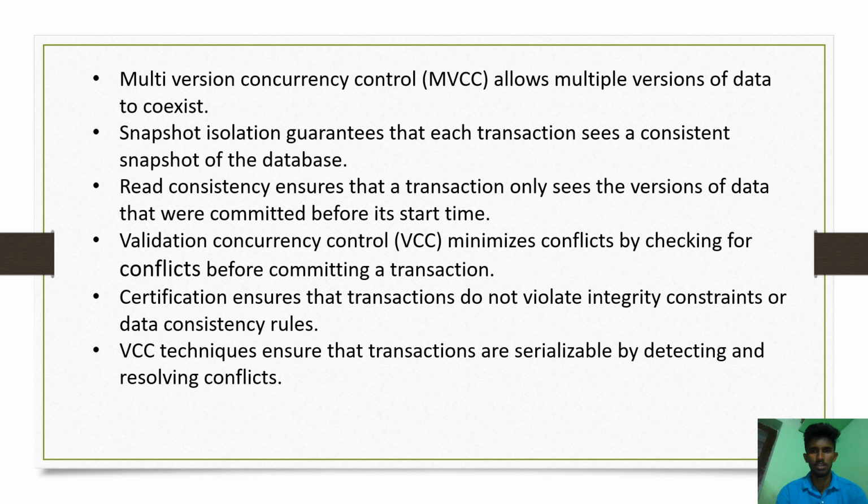Multi-version concurrency control allows multiple versions of the data to coexist, and snapshot isolation guarantees that each transaction sees a consistent snapshot of the database. Read consistency ensures that the transaction only sees the portions of the data that were committed before its start time. Validation concurrency control minimizes conflicts by checking for conflicts before committing a transaction, and certification ensures that the transactions do not violate the integrity constraints or the data consistency rules. The validation technique ensures that the transactions are serializable by detecting and resolving the conflicts.